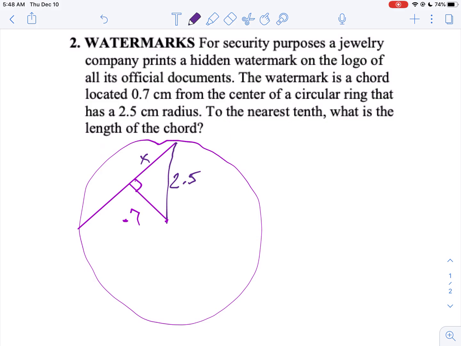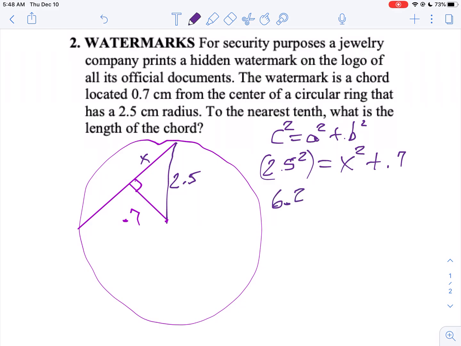So we know hypotenuse squared equals leg squared plus leg squared. Well, the hypotenuse is 2.5. I don't know one of the legs. That's what I'm going to find. And I know the other leg is 0.7. Well, 2.5 squared, that's 6.25, equals x squared plus 0.49. Because 7 squared is 49.